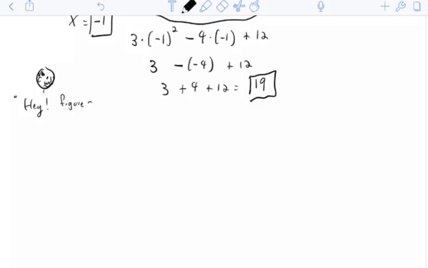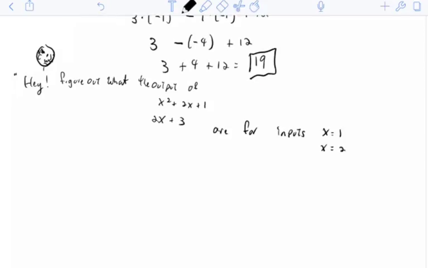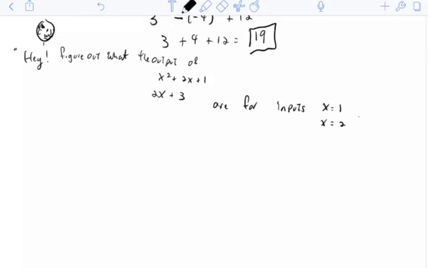figure out what the output of x squared plus 2x plus 1 and 2x plus 3 are for inputs x is equal to 1 and x is equal to 2. Let's say your boss tells you to do this. Why? I don't know. Your boss loves math.